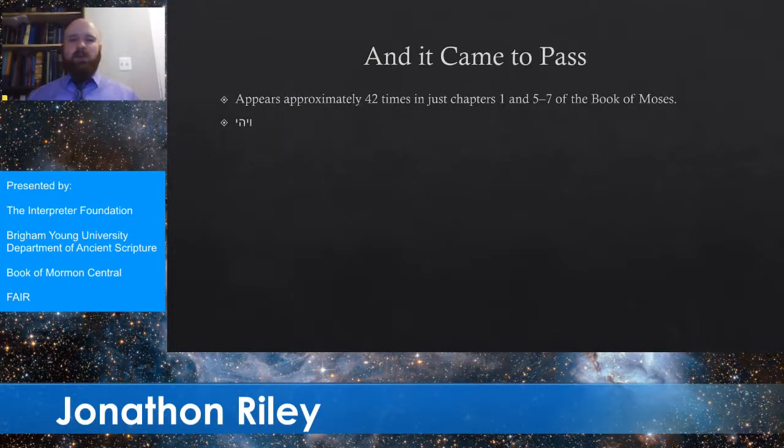Another Hebraism in the book of Moses that is hard to miss is, "and it came to pass." It appears approximately 42 times in just chapters 1 and 5 through 7 of the book of Moses. So often it would almost seem absurd, except that this phrase, a single word in Hebrew, occurs equally often in the Hebrew Bible, appearing 22 times in Genesis 1 alone. This element of the text that appears so often it's almost grating is likely just an example of a tight translation from a Semitic original.